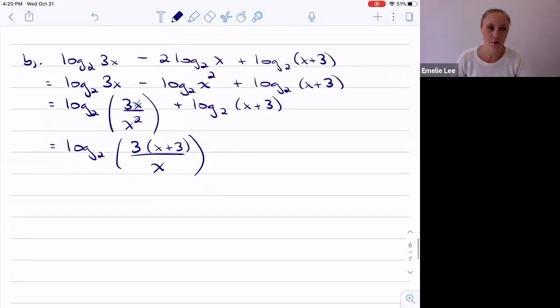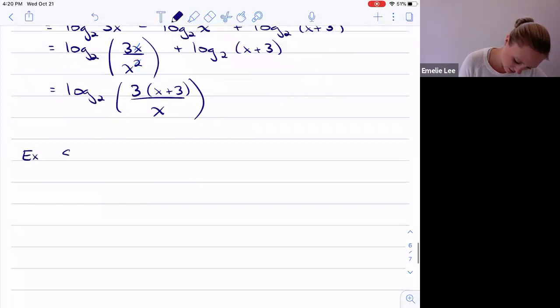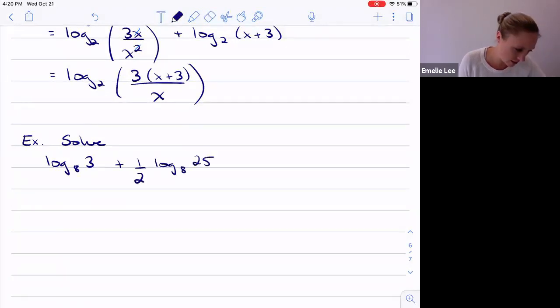Let's do kind of a trickier one. If we have to solve for stuff, solve log base 8 of 3 plus 1/2 log base 8 of 25 equals log base 8 of x.